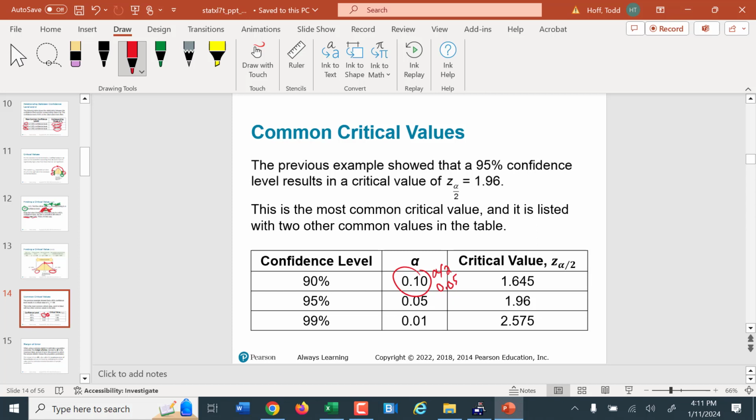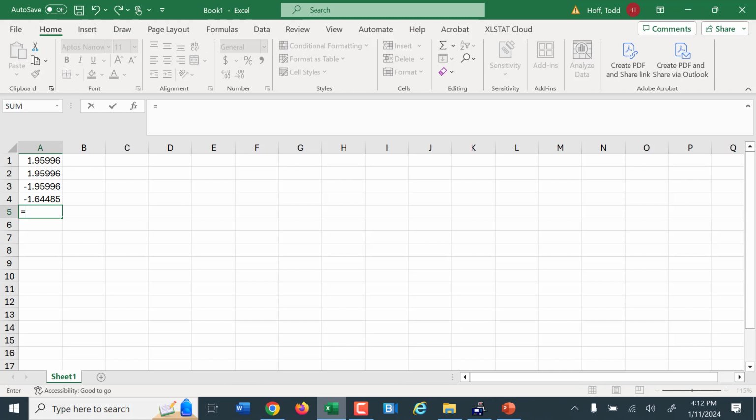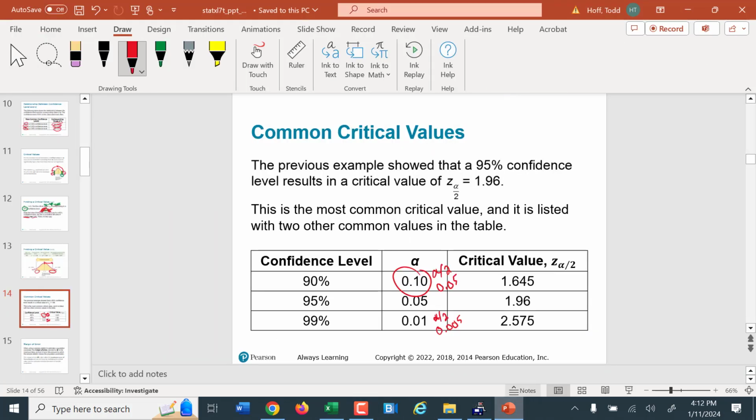For the 99%, well, alpha is 0.01, so alpha over 2 would be 0.005. So let's look that one up. So norm inverse, 0.005. It gives me the negative 2.57. This is saying negative 2.576. This is saying 2.575. Round off errors. I would say the 2.576 is probably slightly more accurate.